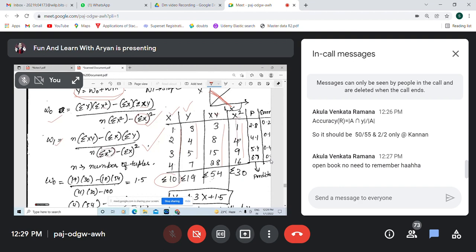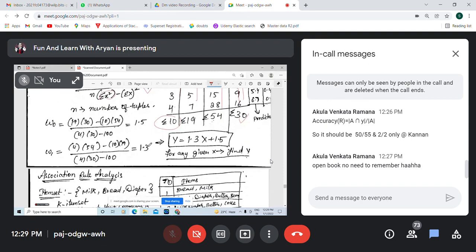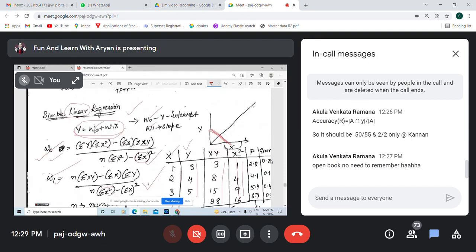After you calculate x square, then you have to do summation. Just don't get confused. Okay, and then substitute in this. After you find the W0, W1 values, substitute here.